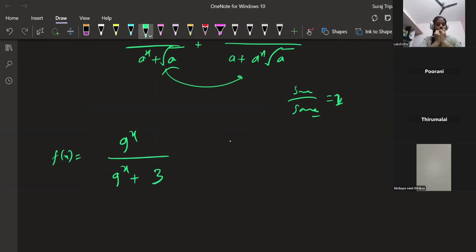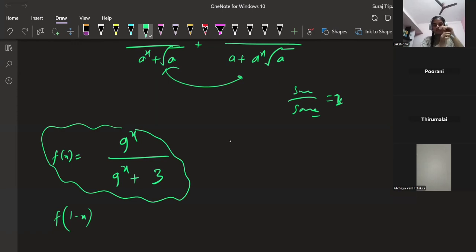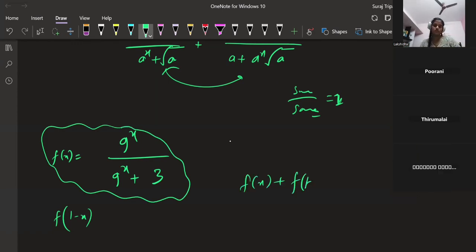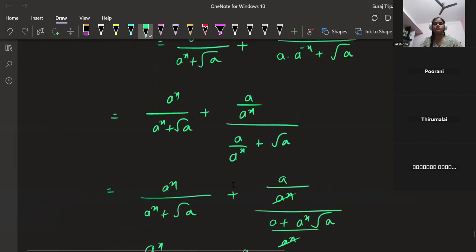For this one, you can find out the value of f of 1 minus x. So f of x plus f of 1 minus x, the addition of these two numbers, will become 1. Right. So that's why, if any function is given in this form, then the addition of f of x plus f of 1 minus x will be equal to 1. Right. So the same property we have to use here.